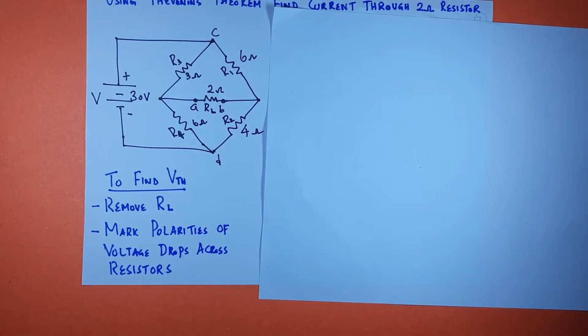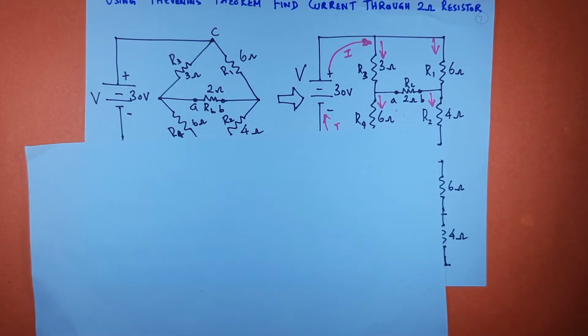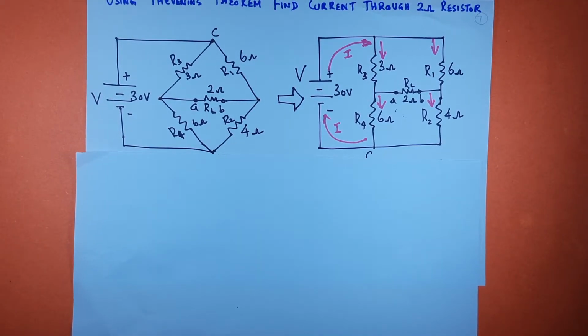For our convenience, I can redraw the circuit. Same circuit, just for our easy understanding, it can be redrawn like this. I think it is visible. Same circuit, we have just redrawn it in a straight manner instead of any bending.